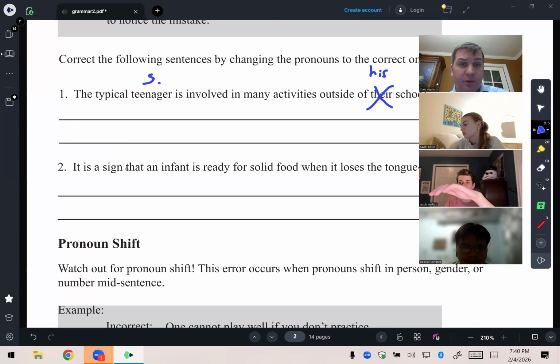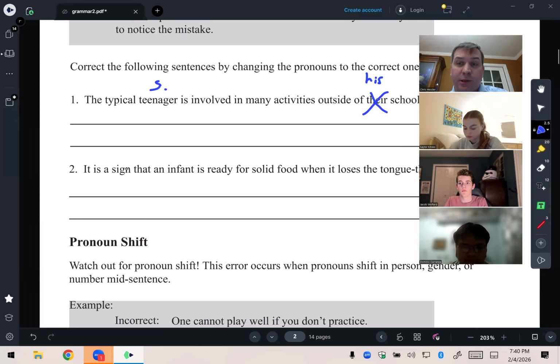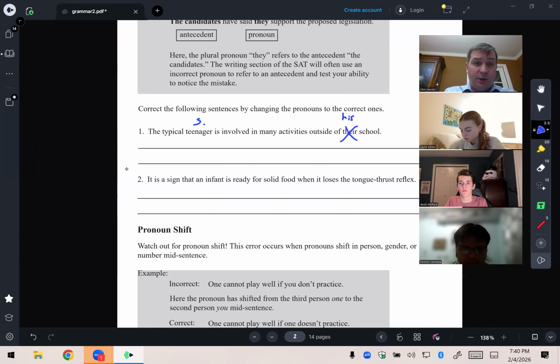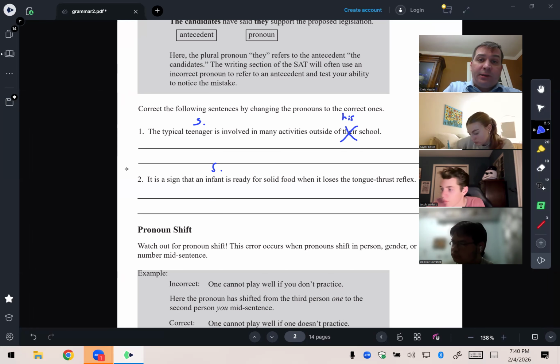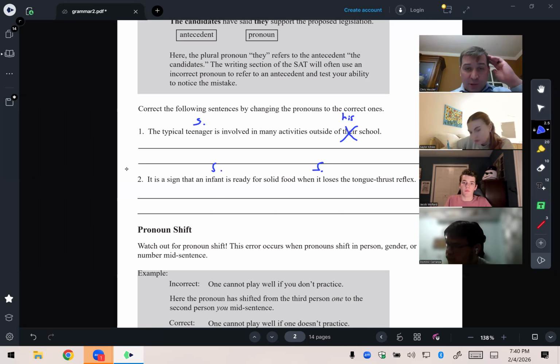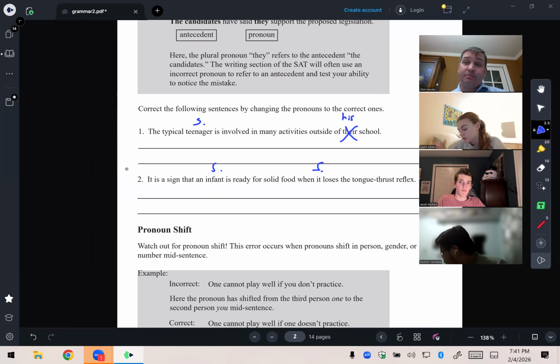It is a sign that an infant is ready for solid food when it loses the tongue thrust reflex. So we have a singular infant, and we have singular it, but we reserve that pronoun for things, not people. So an infant can't be an it.